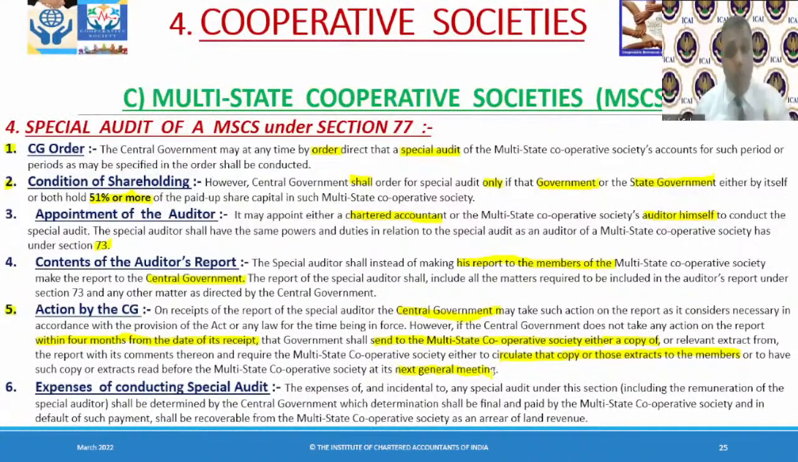The special audit was conducted by the government. This was a report. The government has sent it to us and we are reading it out in the general meeting. Or if they want, they can send it to the members. The expenses of special audit are decided by the central government, which appoints the auditor, but paid by the multi-state cooperative society. And if the society does not pay, the government is there to get it recovered from that society for the auditor.